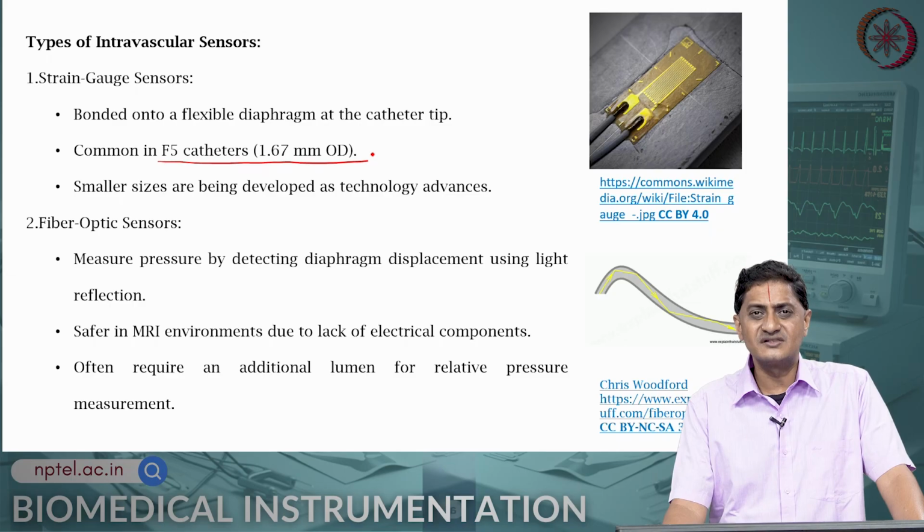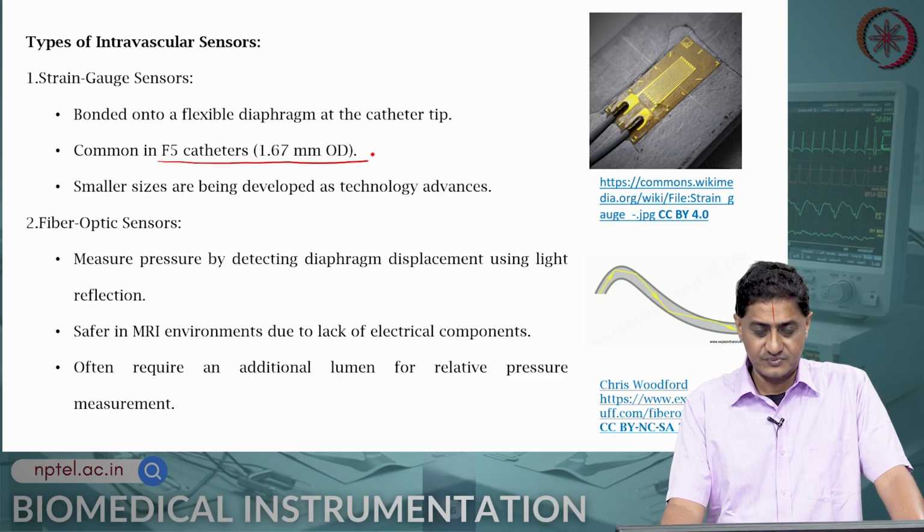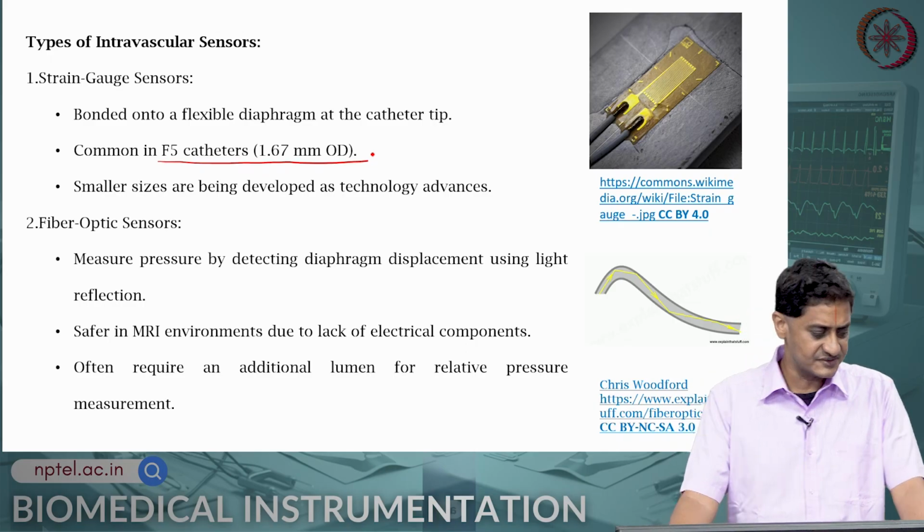But the challenge is that this requires an additional lumen because we are interested in measuring relative pressure, and that is a disadvantage with fiber optic sensors when compared with strain gauge sensors.